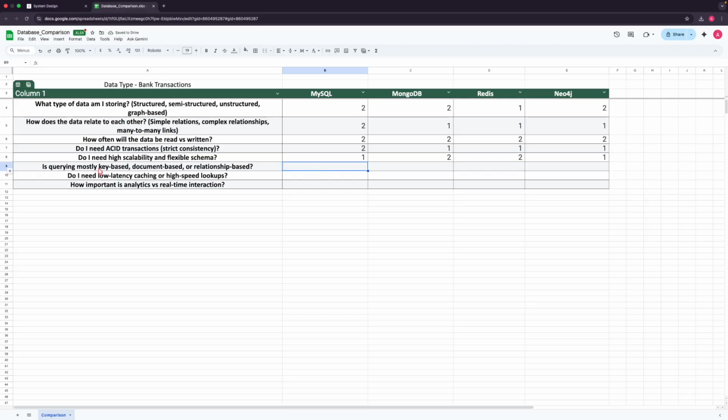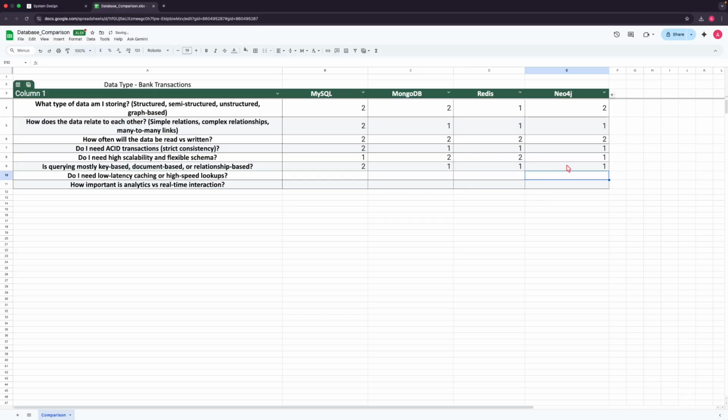Next is querying: mostly key based, document based, or relationship based. Here it's relationship based, so definitely that will help us. That's the reason I can give it a 2. And here MongoDB will help us in the same manner, but compared to transactions that are highly relationship based, going with MongoDB is not a preferable way. That's the reason I'm giving it a 1. The same reason applies for Redis, and the same reason for Neo4j also.